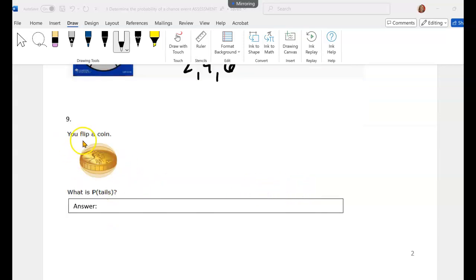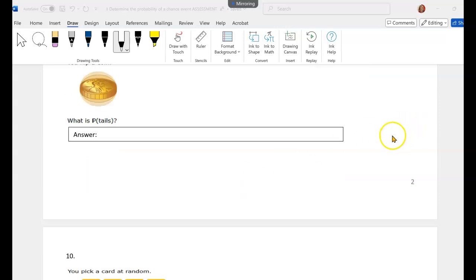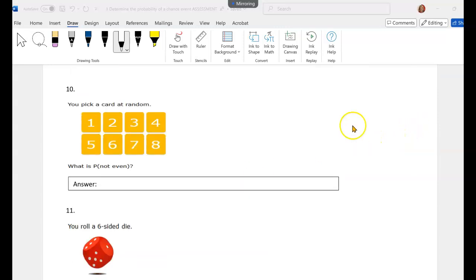Number 9, you flip a coin. What is the probability of it landing on tails? Write your answer as a fraction. Number 10, you pick a card at random. The cards are 1, 2, 3, 4, 5, 6, 7, and 8.